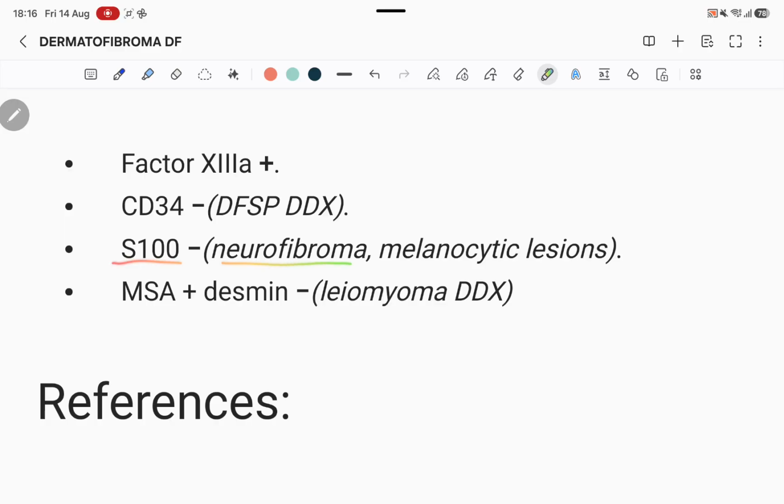S100 differentiates neurofibroma and melanocytic lesions. MSA and desmin make sure that it is not a muscular leiomyoma. You know, it's a differential diagnosis as well. Usually we just really do these three if I know correctly.